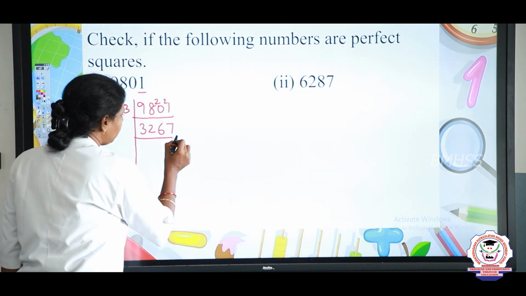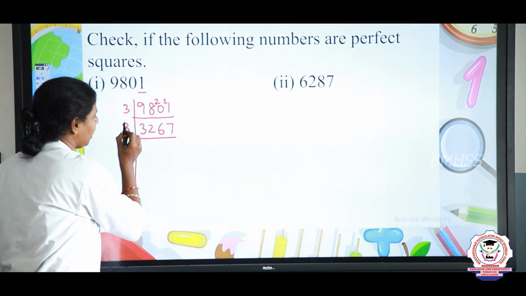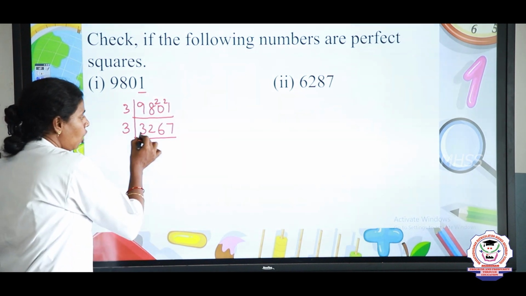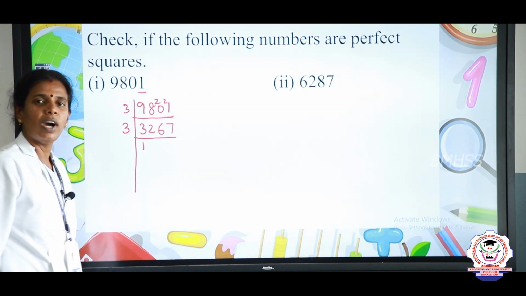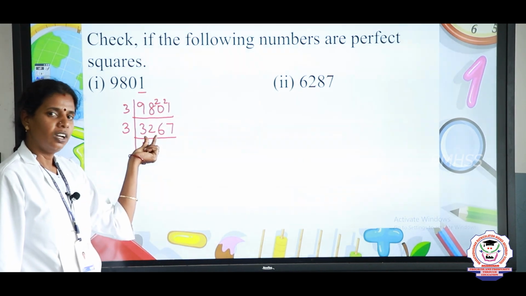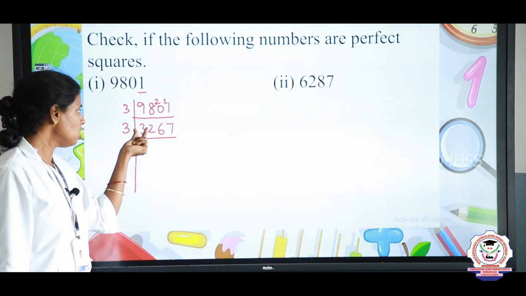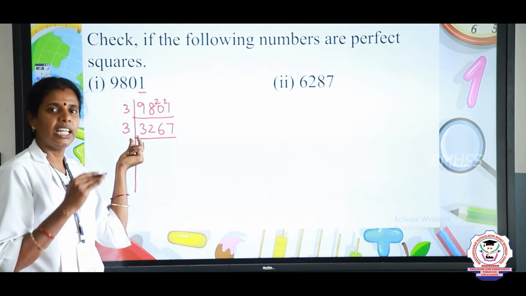Now again, the number is an odd number, so we are going to use the 3 table again. Now how many times does 3 go into 3? 3 ones are 3. Right? The next number is 2. Is 2 divisible by 3? No, because 2 is smaller than 3.